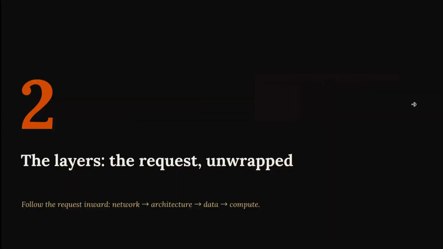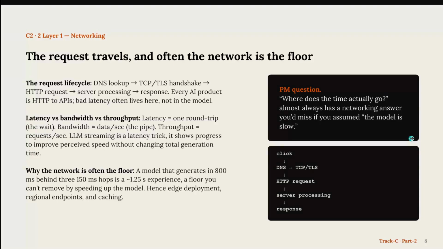If we do not understand the layers, we will not be able to design the systems properly for latency, cost, and reliability. We are going to look at how one request travels, and we'll unwrap it. We'll go request inwards, that is, we'll start with the network, then go into architecture, data, and the compute finally. So imagine the request is traveling, and typically, many times, network bandwidth is an issue. There is a set floor, and the request lifecycle typically looks like this.